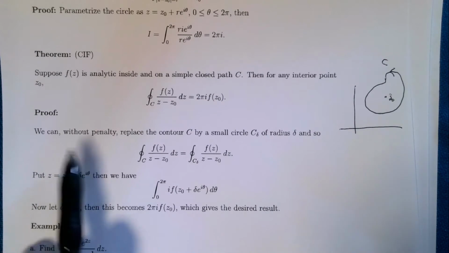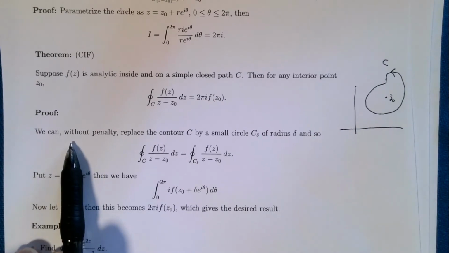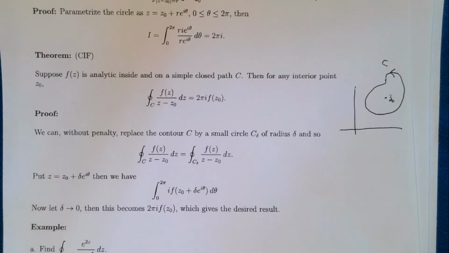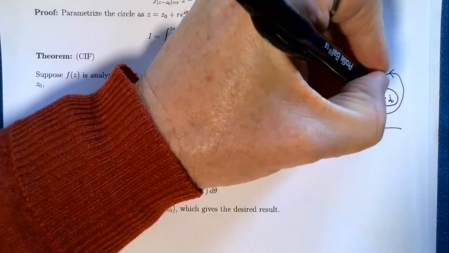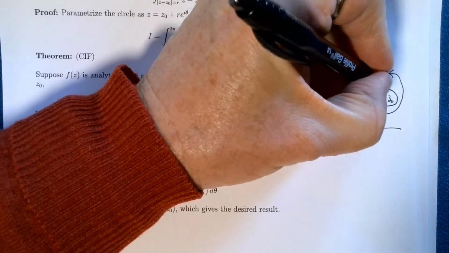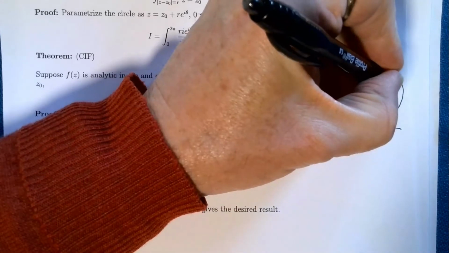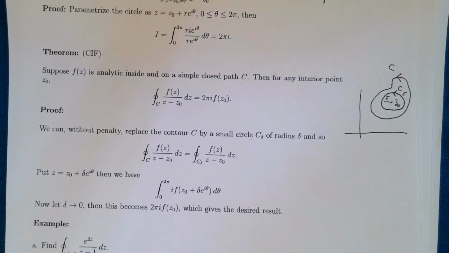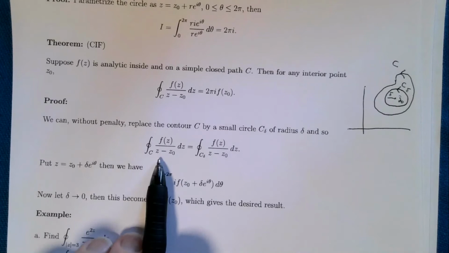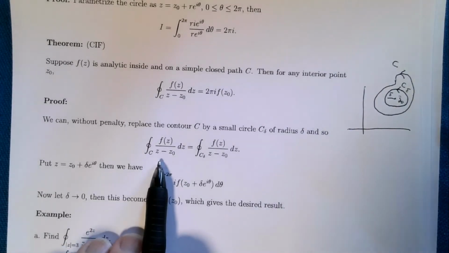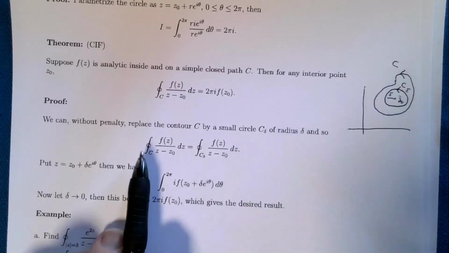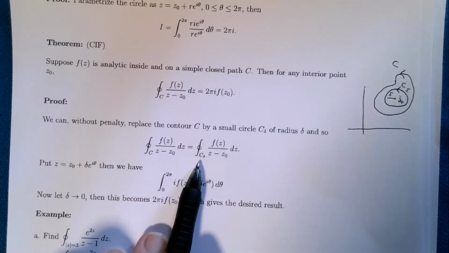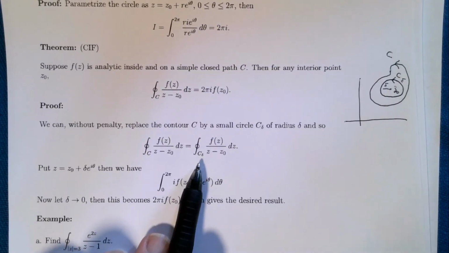Now, as we've seen before, without penalty we could replace this contour C, which might be quite complicated, by just a small circle of radius delta. So we're going to put a little circle around this of radius delta. This is my C delta here. Since the function is analytic inside C, it's going to be analytic in between these two contours, and so I can just shrink the contour down to C delta. We've seen that idea before.